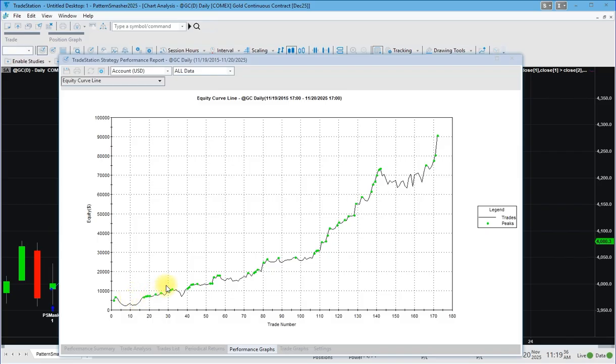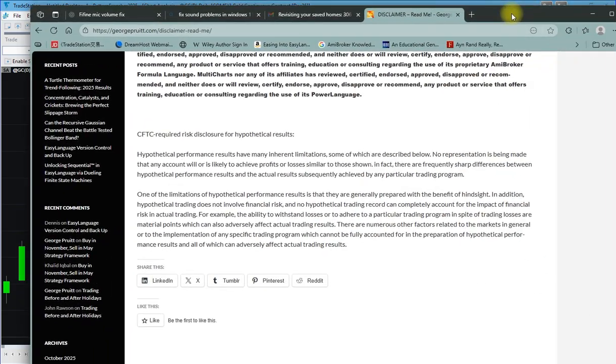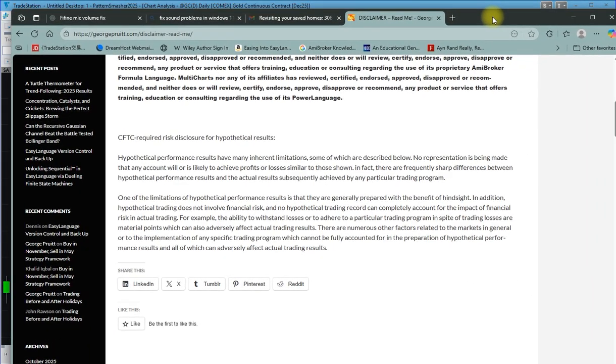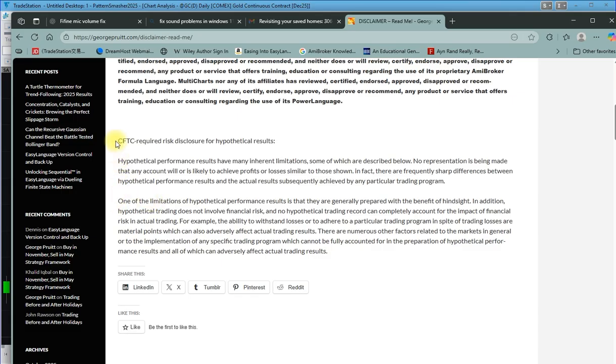So, will this happen in the future? Probably not. The gold market would have to continue in its current mode for this to produce these numbers. But it did pretty good even back when the gold wasn't going straight up, because this goes back to 2016. And since we're on the subject of hypothetical numbers, we should disclose the limitations of hypothetical numbers. This is a CFTC required disclosure.